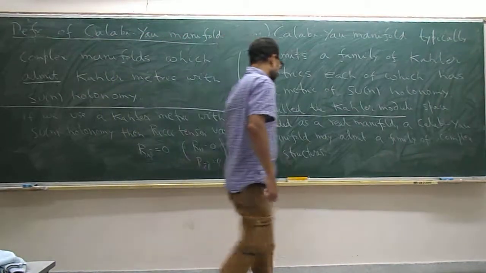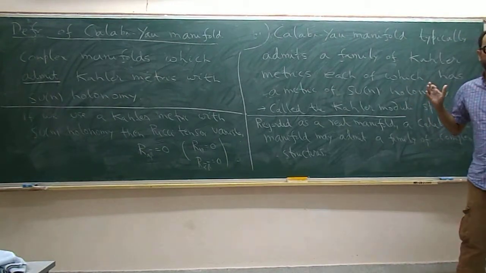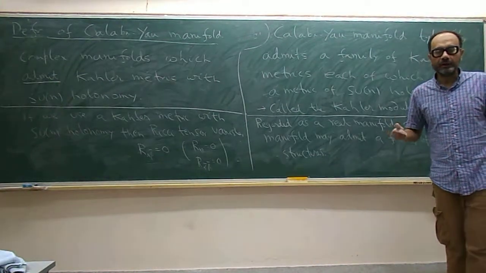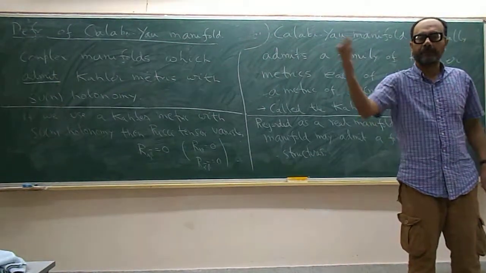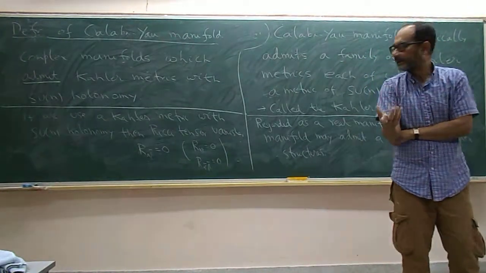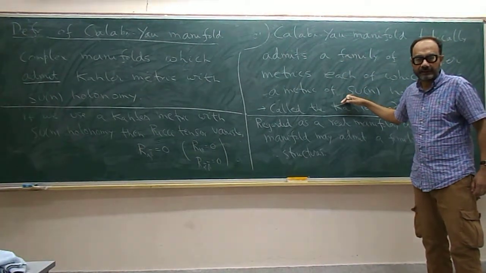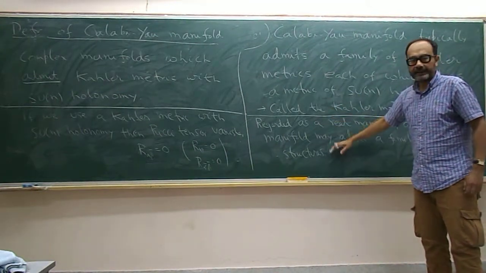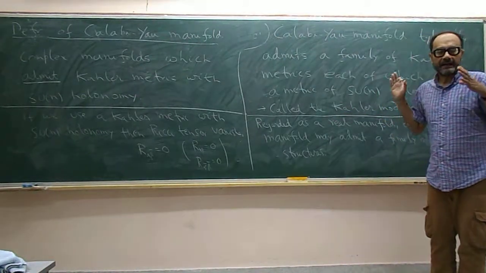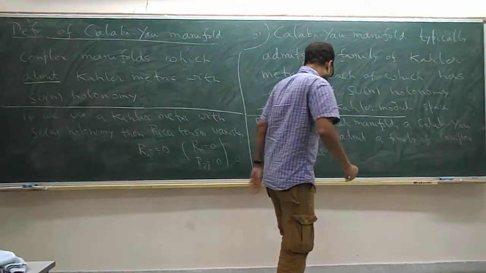But the other point is that even before you fix the complex structure, think of the Calabi-Yau manifold as a real manifold. Suppose somebody has given a 2n dimensional real manifold. This real manifold may admit different complex structures, and for each such complex structure, you can find a family of Kähler metrics with SU(n) holonomy. So even before you talk about the SU(n) holonomy, regarded as a real manifold, you can put this whole family of complex structures. This is what is called the complex structure moduli space.